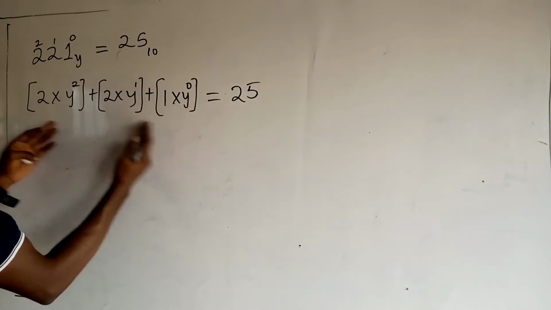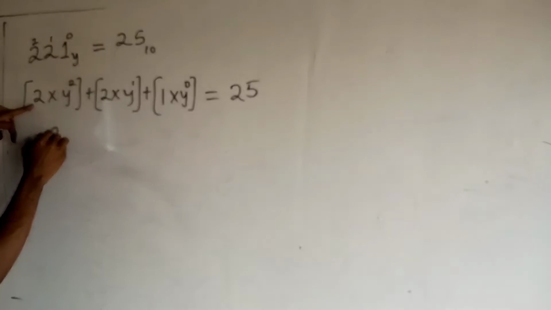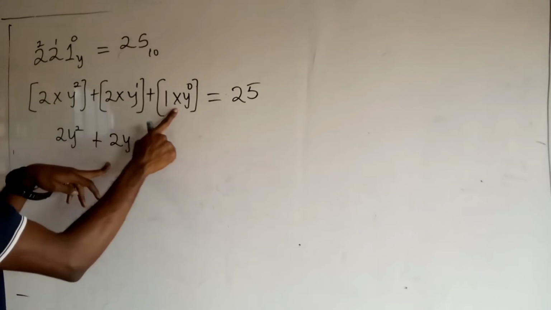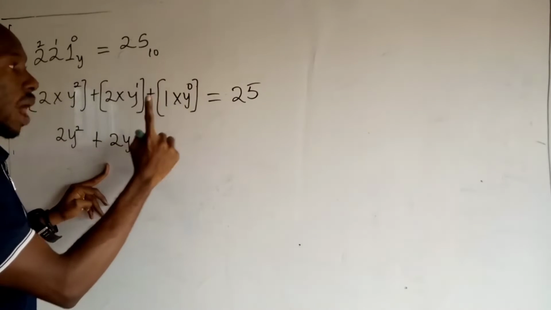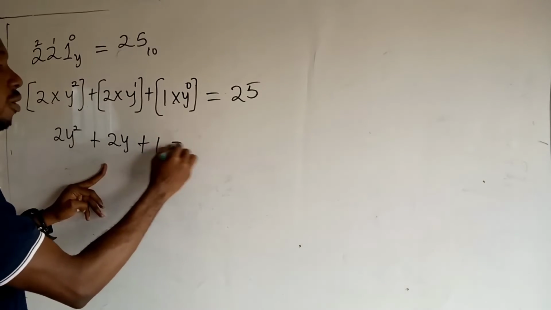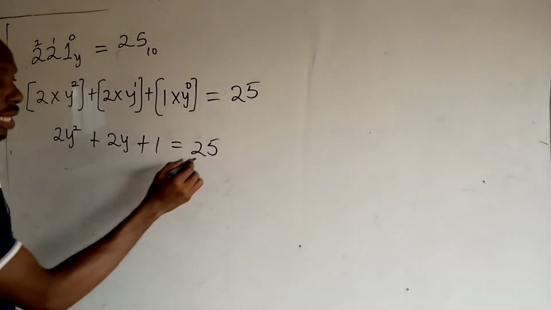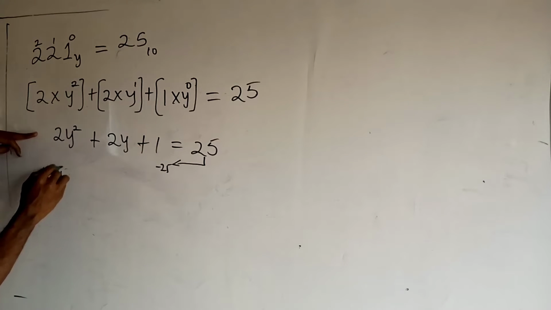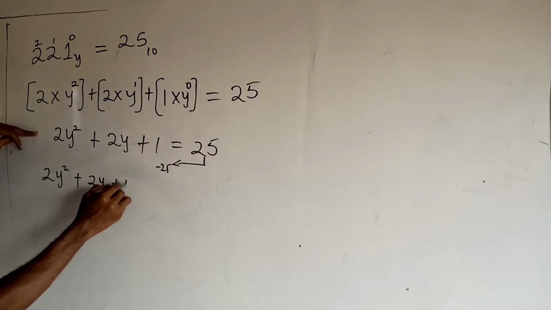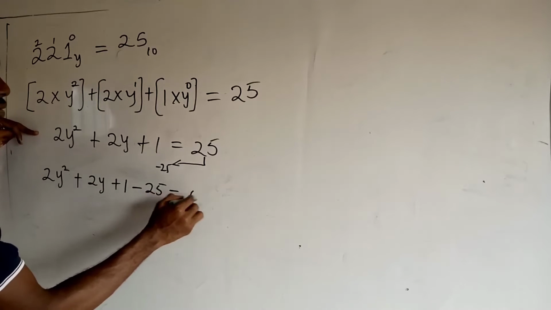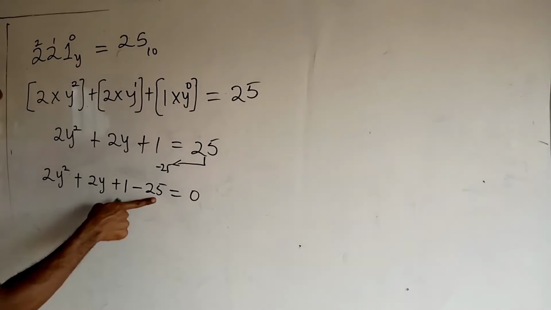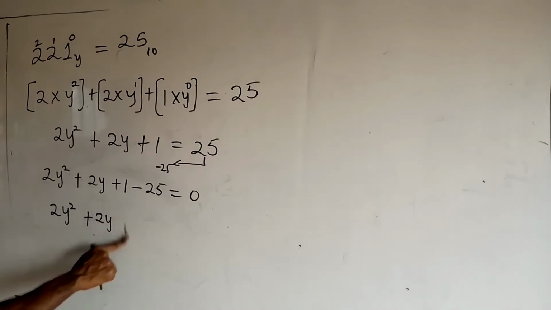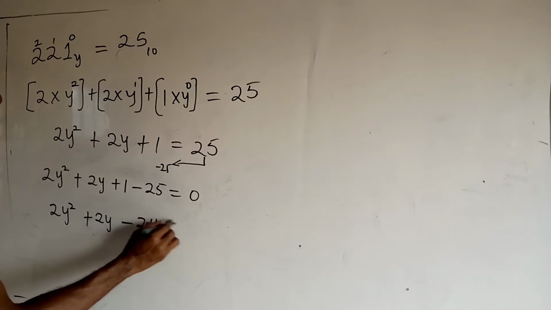Now we simplify this guy. So I have y squared times 2 will give me 2y squared. Then this guy will give me 2y, and this guy will give me y to the power 0 is 1. Then times 1, I'll have 1 equal to 25. Of course, I'll take this guy to this side, so I have minus 25. So I now have 2y squared plus 2y plus 1 minus 25 equal to 0. What is 1 minus 25? So I have 2y squared plus 2y minus 24 equal to 0.